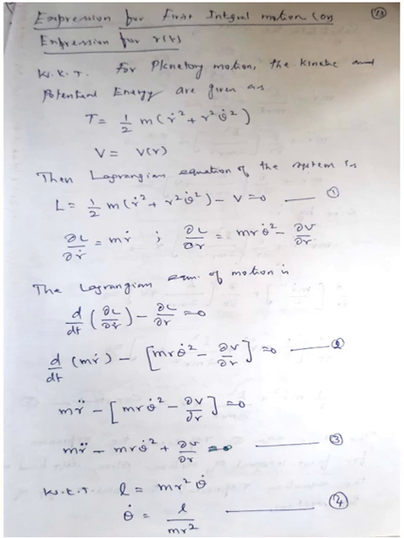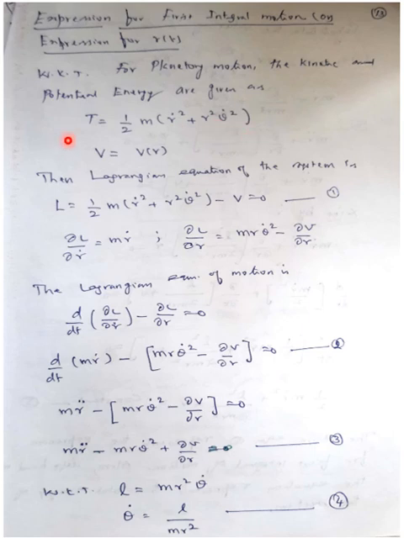You see, T is equal to half m (r dot square plus r square theta dot square), V is equal to V of r, then the Lagrangian L is equal to half m (r dot square plus r square theta dot square) minus V. When you are differentiating with respect to dou r dot, you will get m r dot. When you are differentiating with respect to r, then you will get m r theta dot square minus dou V by dou r. This is what we already saw in the earlier slide.